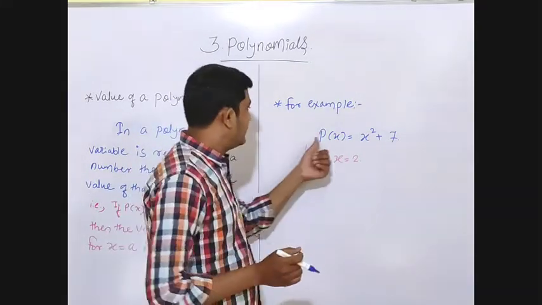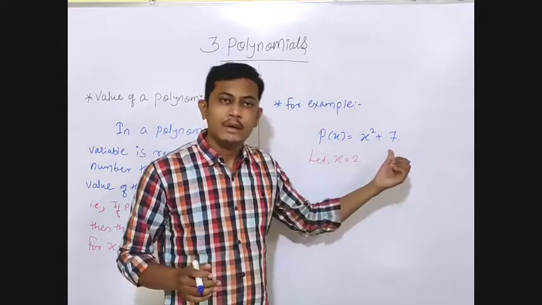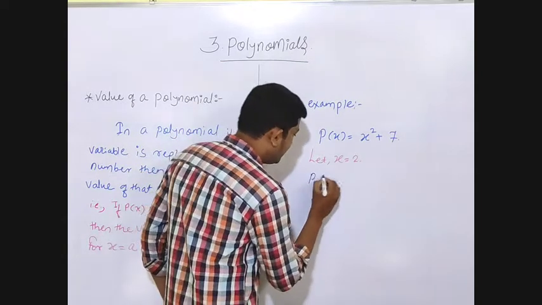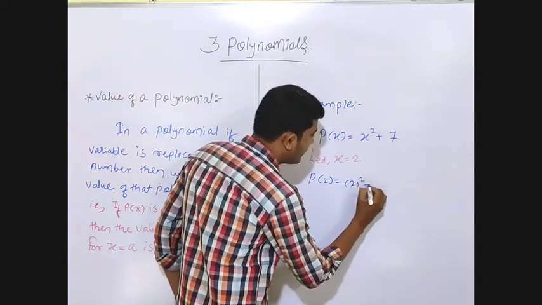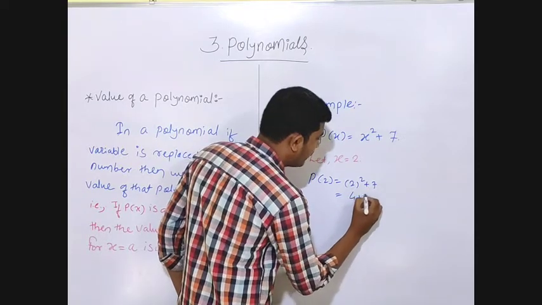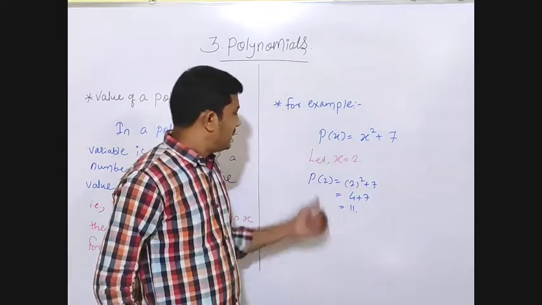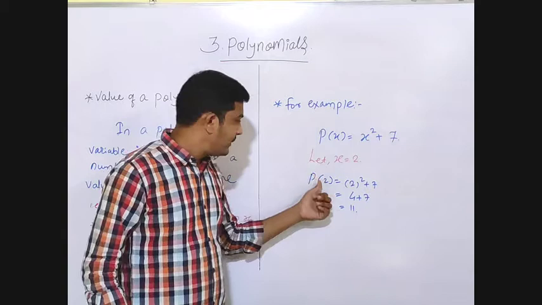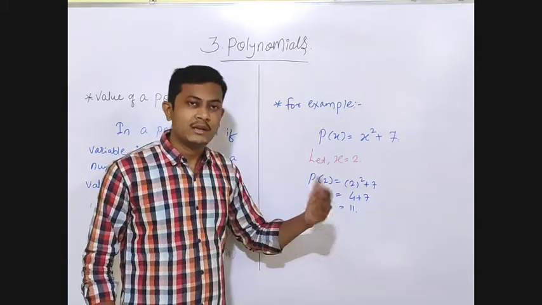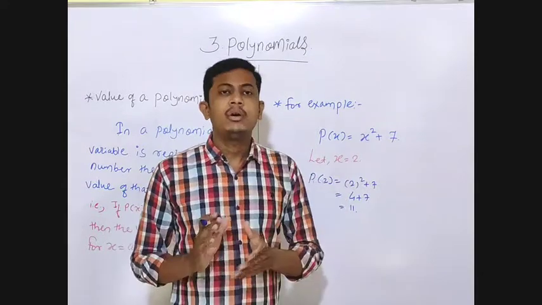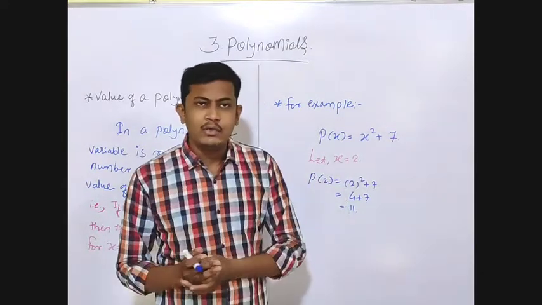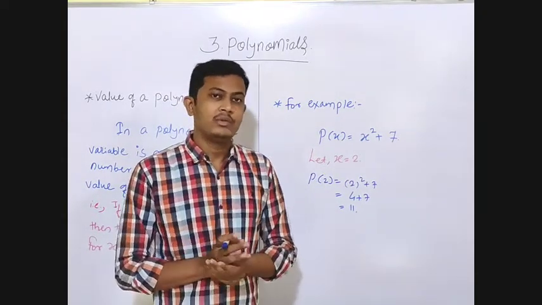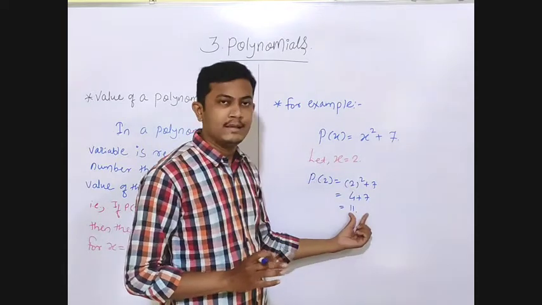Let's see an example. Here p of x is a polynomial in the variable x. If we replace the value of x by 2, what do we get? That is simply p of 2 equal to 2 square plus 7. Now 2 square is simply 4, plus 7, that is equal to 11. Now if we put the value x equal to 2, we get 11. If we put x equal to 3, we will get another value. If we put x equal to 4, we will get another value. In this way, the value of p is different for different values of the variable. So if we put x equal to 2, we get 11.